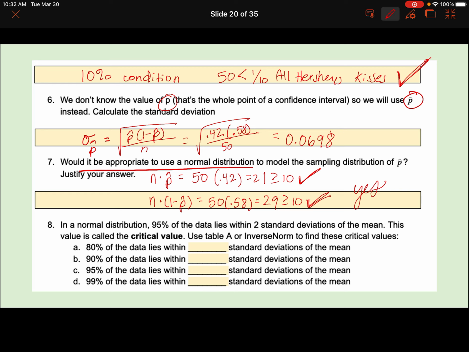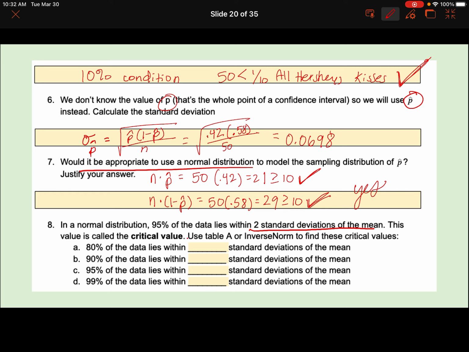So we need to talk about normal distributions. They're sort of coming back. You probably noticed we didn't talk about them for a while, but here they are. In a normal distribution, 95% of your data lies within 2 standard deviations of the mean. This value is called the critical value. How many standard deviations of the mean goes within it connects to a certain percentage.